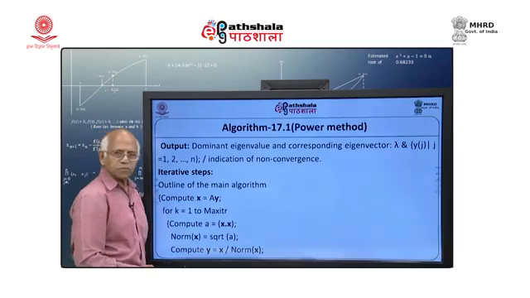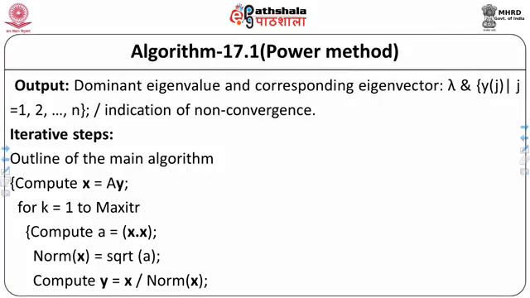The output of this algorithm will be the dominant eigenvalue and the corresponding eigenvector, which is desired. So, lambda and y j bar, or, if the method does not converge, some indication that the method has not converged. So, one of the two will be the output here.